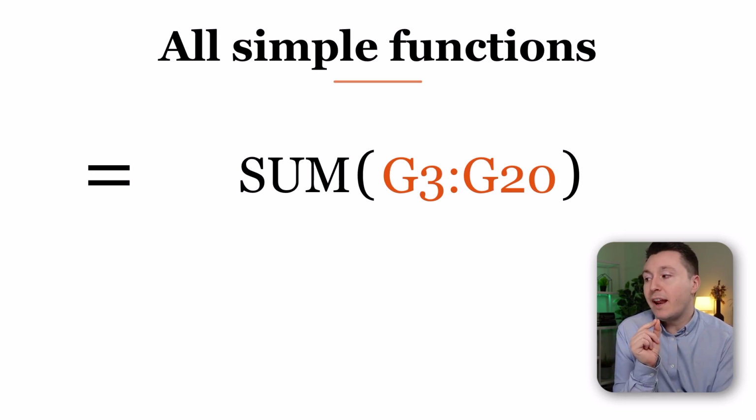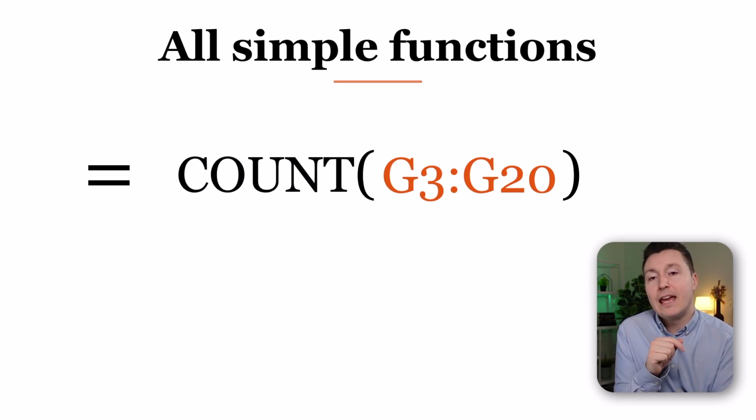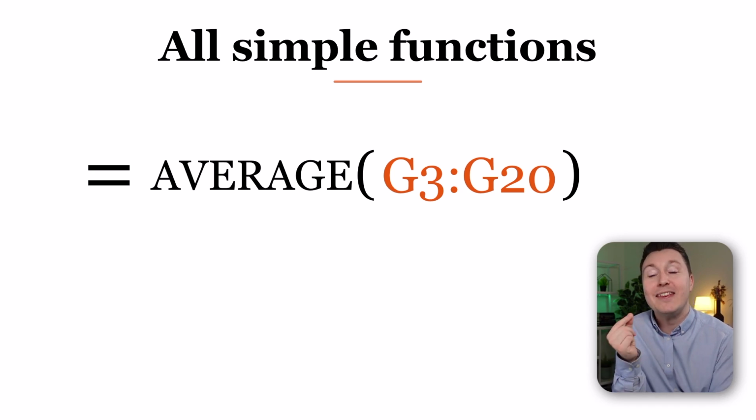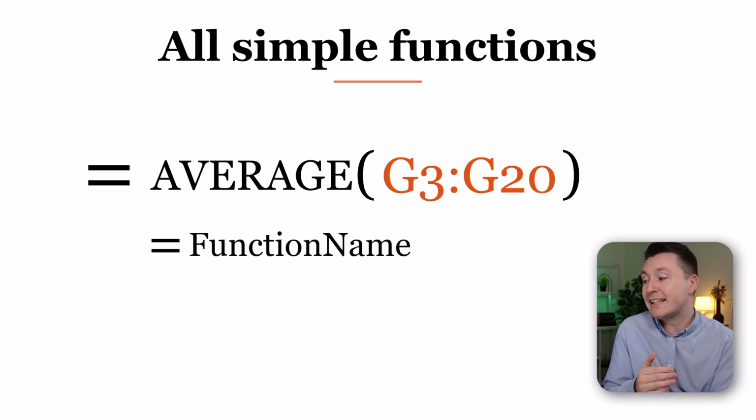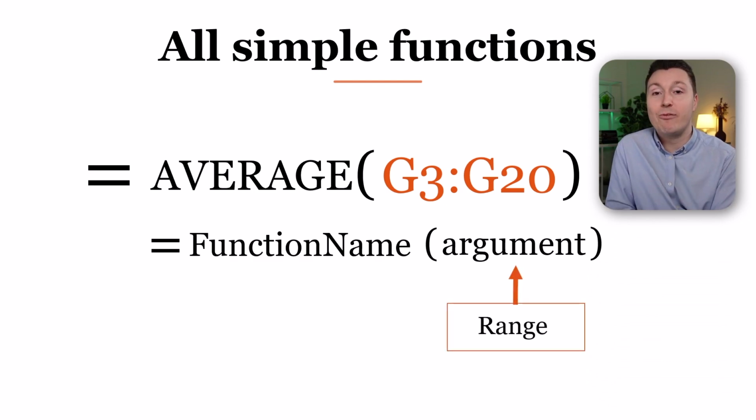Now, instead of writing sum here, we can just write something else. We can write count, and that would actually count the number of cells in that range. Now, we don't have to write count. We can instead write average, and that would calculate the average of the values in that range instead. That's all because the syntax is simply function name and an argument. And that argument in this case is just a range.